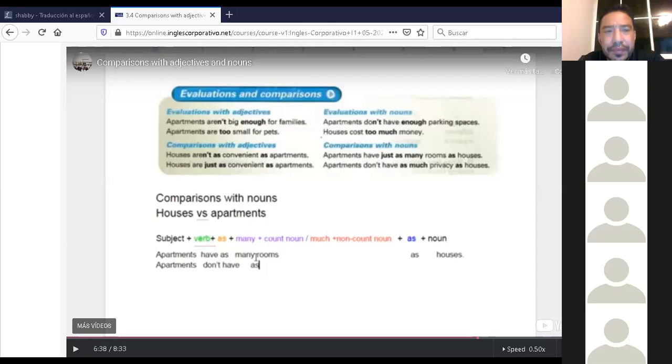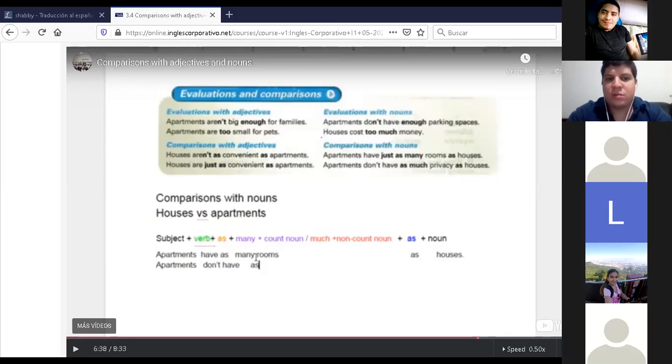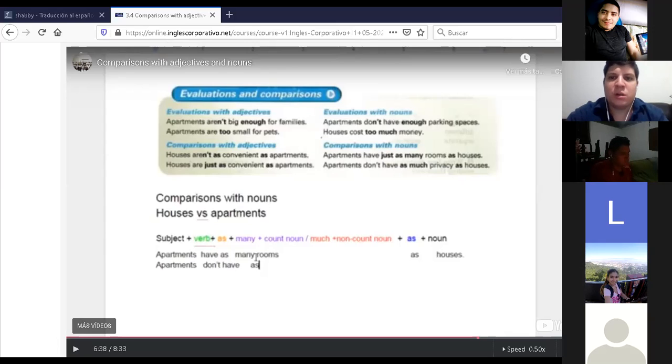Newspapers don't have as much information as social networks. Nice. Yes, I like it. Newspapers, let's go ahead and check the structure. Doesn't have. Aquí la tenemos. So, newspapers doesn't have as much information as social media. Good. Ahora, cómo decimos, los periódicos tienen tanta información como las redes sociales. Por motivos de ejemplo, nada más.